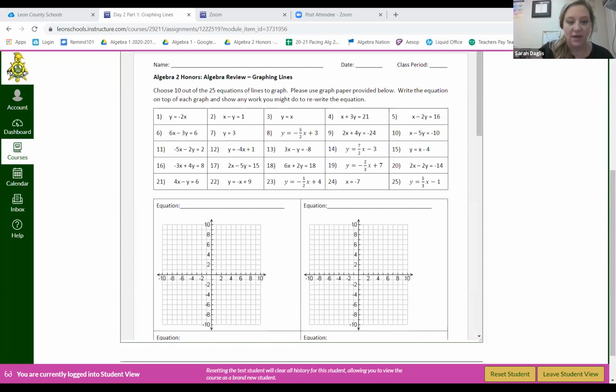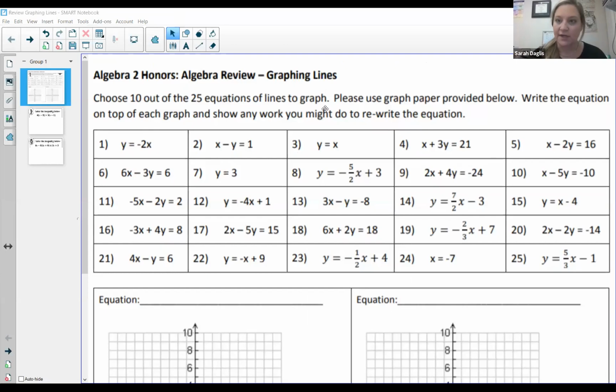Okay, so let's go to this one. There we go. All right, can we all see my page with the equations and stuff? Okay, beautiful. All right.